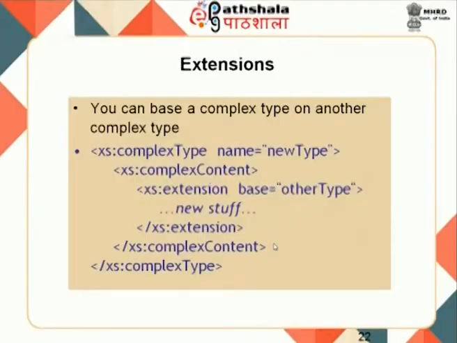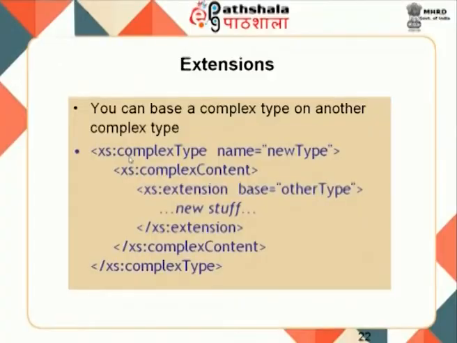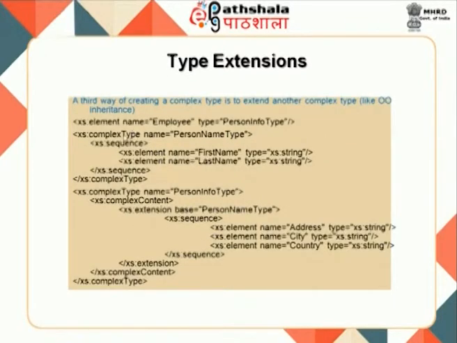Now, we can also use extensions. So you can base a complex type on another complex type, which means that if you have already created a complex type, you can now use this complex type to create another complex type. So now you can see the basic syntax is like this: complex type name equal to some type, and you say that it is a complex content. Use the keyword extension because you want to extend its type. You say that base is other type, and then you put your stuff here.